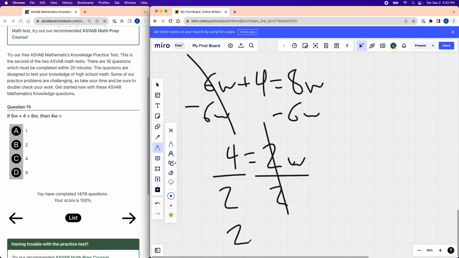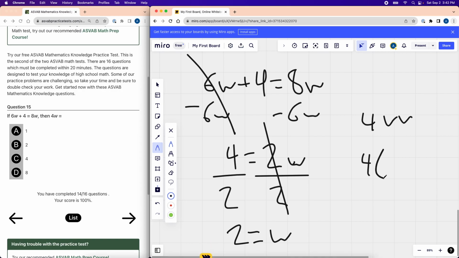4 divided by 2 equals 2. So that means w equals 2. Now we know what w is. We can just plug that back into our other equation here that we need to figure out. So if w equals 2, then what is 4w? What is 4w? All right, well, just substitute in 2 for w.